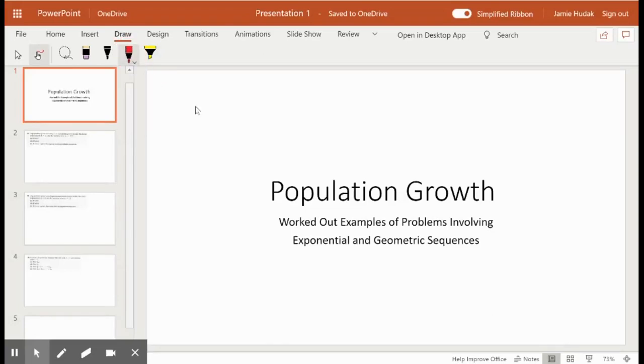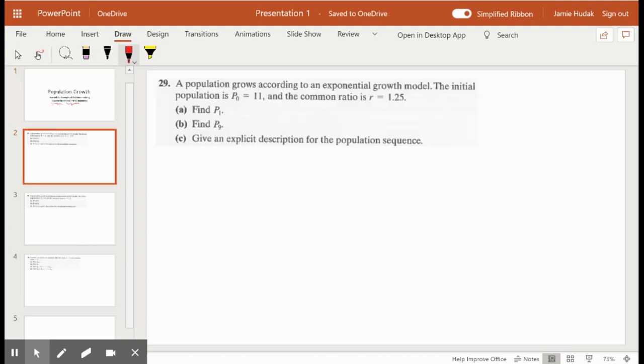All right, so we're just going to work out a few examples in this video. They're going to be exponential and geometric sequences. Exponential and geometric are the same thing. They're used interchangeably. Number 29 from the textbook: a population grows according to an exponential growth model. The initial population is P0 equals 11, and the common ratio is R equals 1.25.